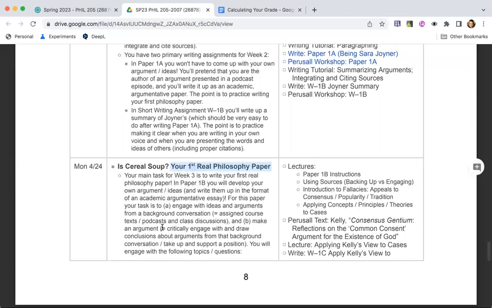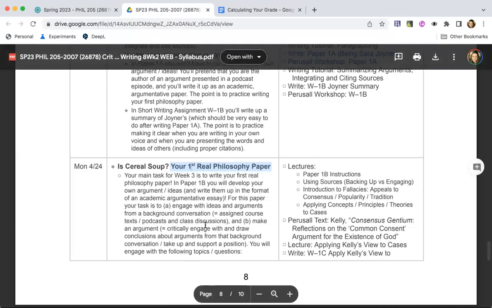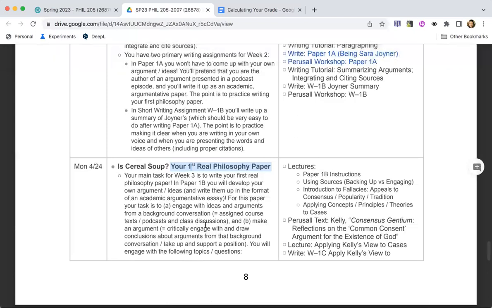For example, when is the fact that everyone thinks something, for example, everyone thinks cereal isn't soup, or in other words, no one thinks cereal is soup, when is what everyone thinks relevant to drawing a conclusion about what's the case? Maybe you've heard of the ad populum fallacy or the bandwagoning fallacy. When is appealing to what everyone thinks a fallacy? And when is it legit? Because sometimes it is. We're going to look at the difference and evaluate Joyner's argument. Is it a legitimate appeal to what most people think or not?